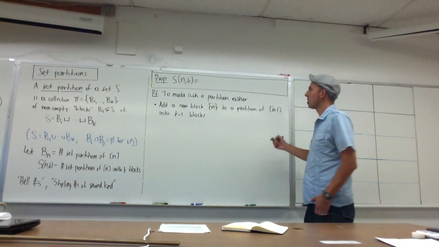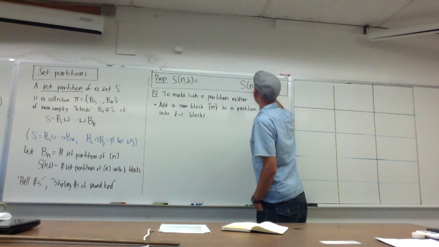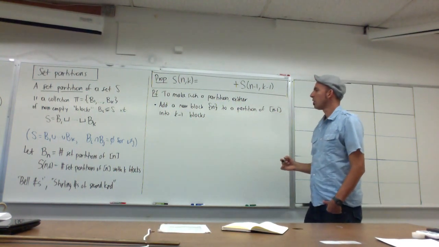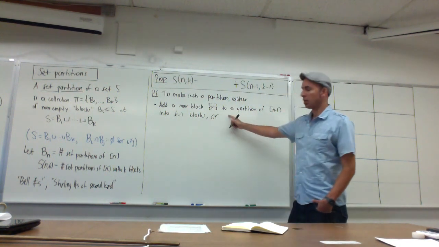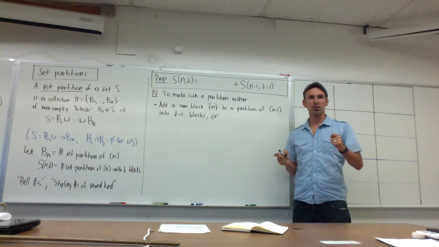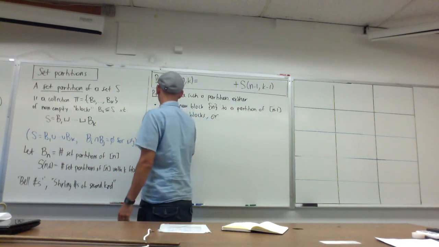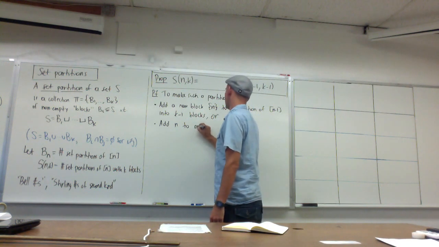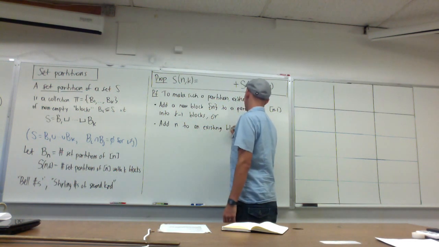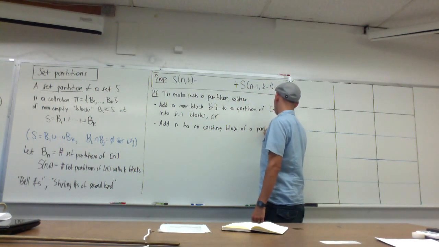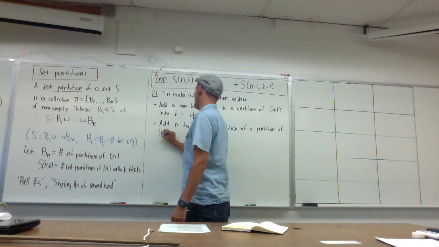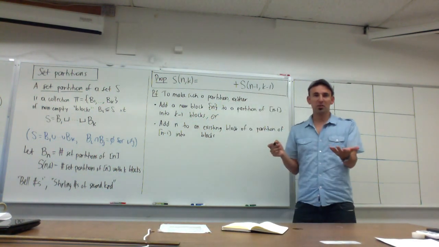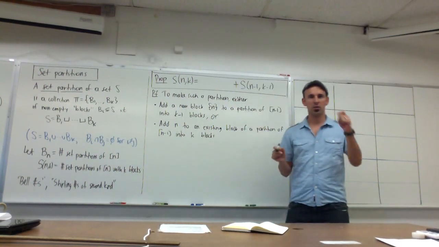Okay, so how many such partitions are there? Well, this many. If it's not like this, it's because I'm going to add n to a block that already existed. Add n to an existing block of a partition of n minus 1 into how many blocks? Well, if I want my new partition to have k blocks, then this one should also have k blocks, and I'm just going to add n to one of the blocks.